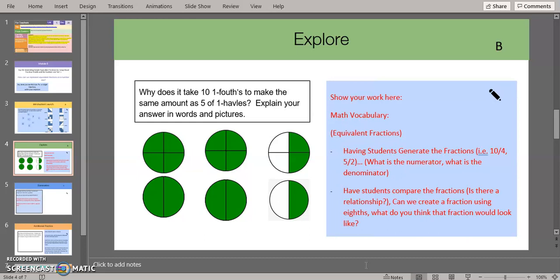We can follow up with students by comparing the fractions and asking them, is there a relationship? Can we create a fraction using eighths? And if so, what do you think that fraction will look like compared to 10/4 and 5/2?